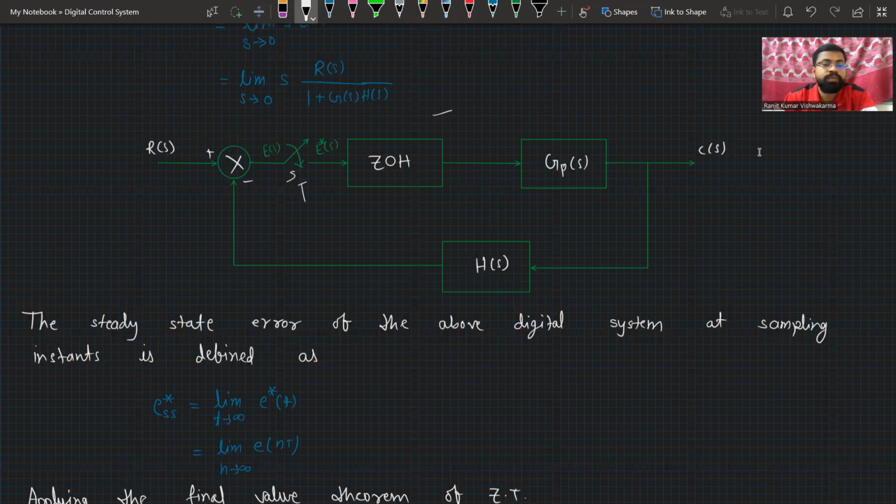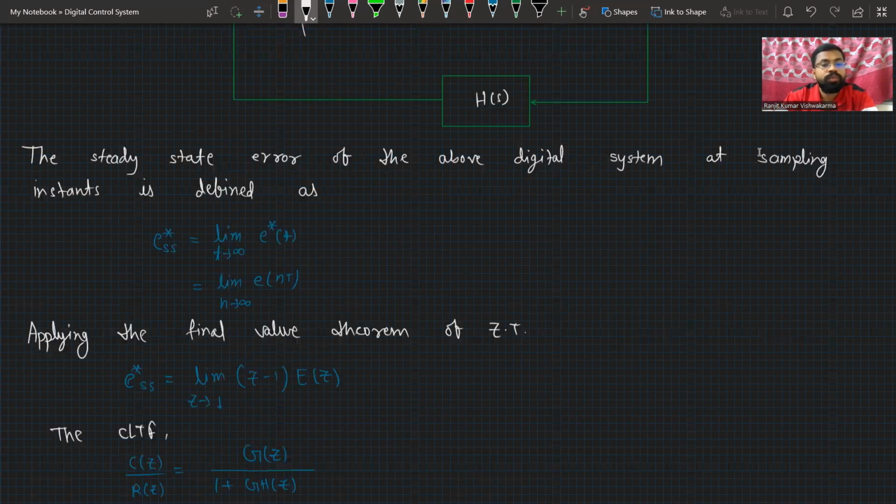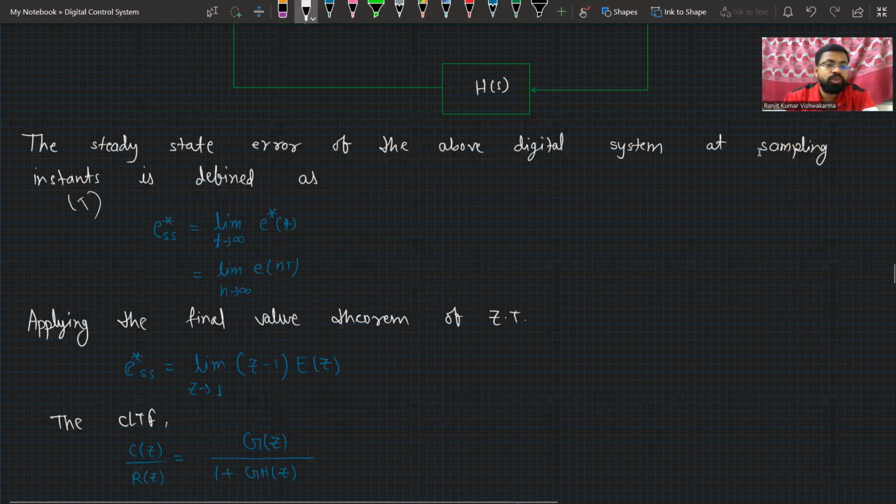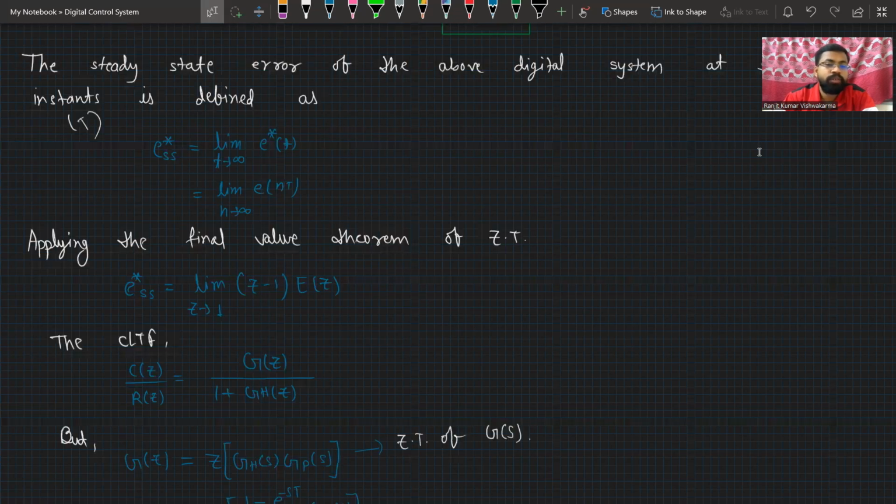is defined by e star equals limit t tends to infinity e star of t. We just replace t with nT, the sampling instant T, so it becomes e of nT. Now, applying the final value theorem, here we will see that e star of ss equals limit z tends to 1 of (z minus 1) E of z. I have discussed this part in the second lecture.